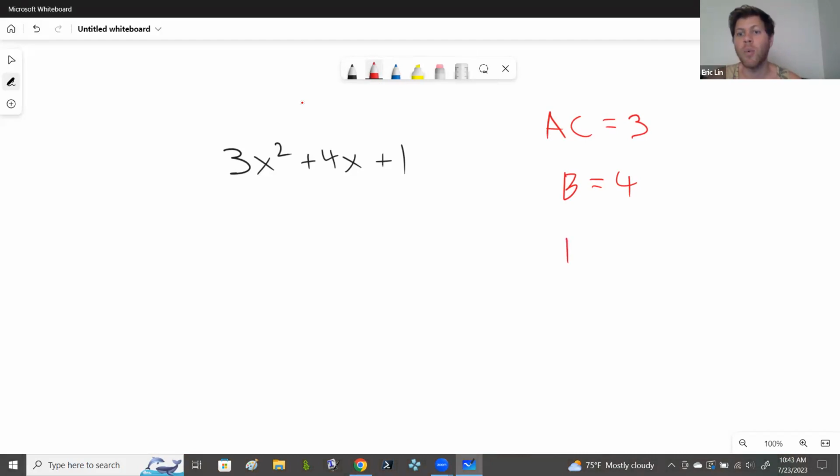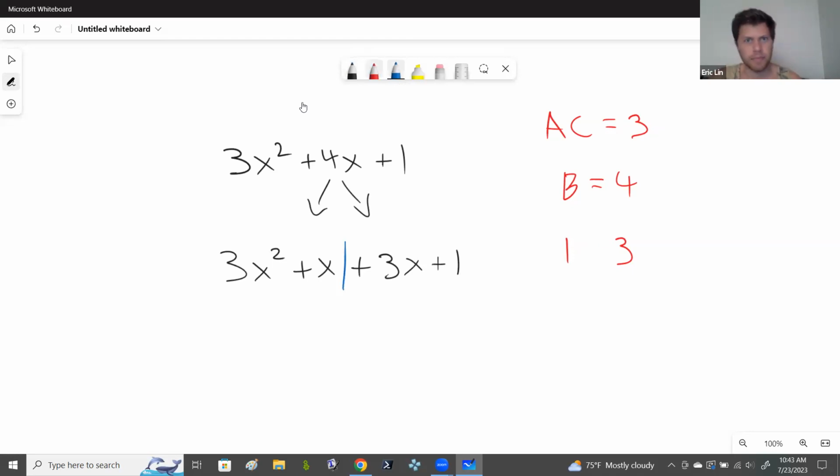So the two numbers are 1 and 3. I'm going to split my middle term into 1x and 3x. So I have 3x squared plus x, and then plus 3x plus 1. I want to factor. In the first half, I see that just x is in common. And notice in the second half that there is nothing really in common, right? 3x and 1, there's nothing you can pull out.